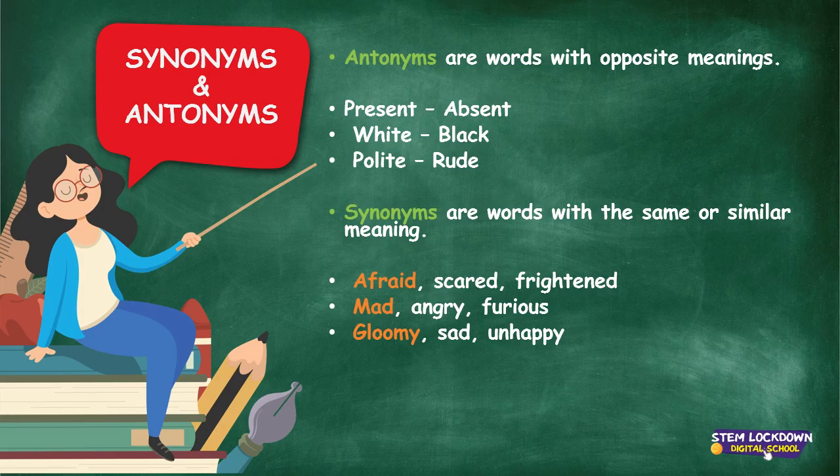And then synonyms are words with the same or similar meaning, okay? Examples, afraid. So scared and frightened also mean the same thing as afraid. So if you were mad and you used angry or furious, the meaning is still the same, okay? Gloomy means the same thing as sad or unhappy. So as I said, synonyms and antonyms are not difficult to remember or understand, okay?